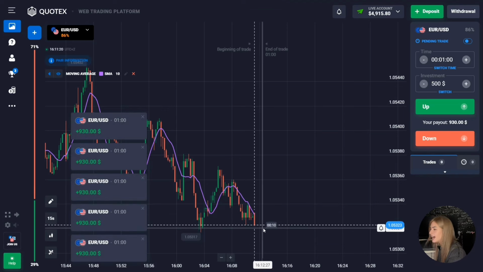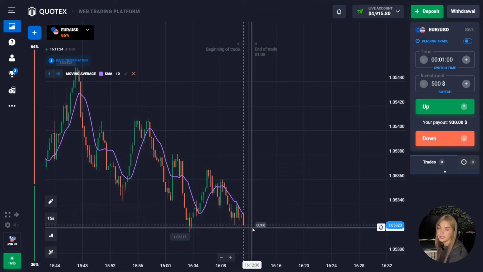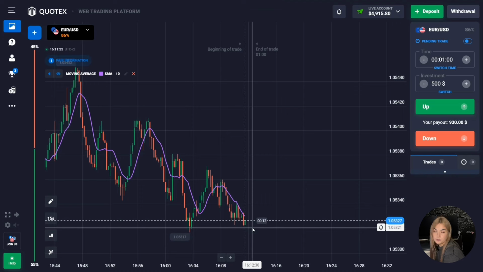It's not bad, guys. The price has really continued to move down and we got the profit here. 1 minute was just enough for us. We managed to work with you on this downward movement. As you can see, the indicator turned out to be right again and suggests us a really good entry point.